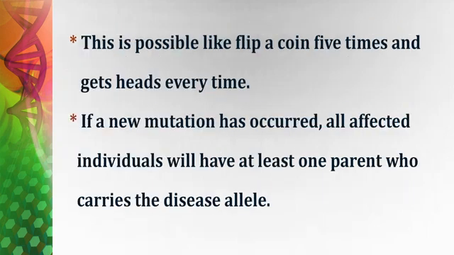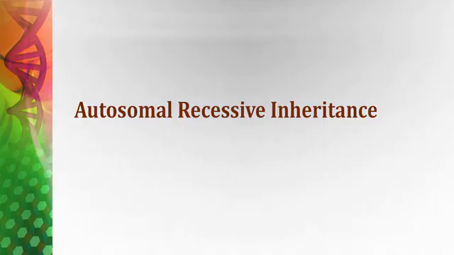This is possible, like flipping a coin 5 times and getting heads every time. If a new mutation has occurred, all affected individuals will have at least one parent who carries the disease allele. Some of the examples are myotonic muscular dystrophy and Huntington disease.